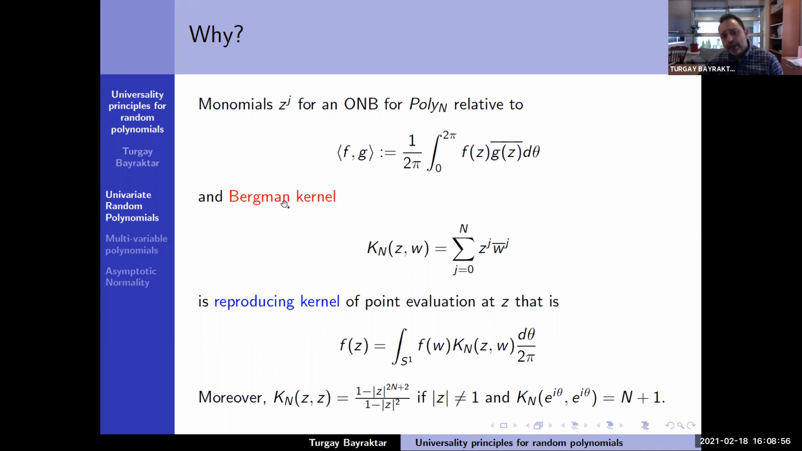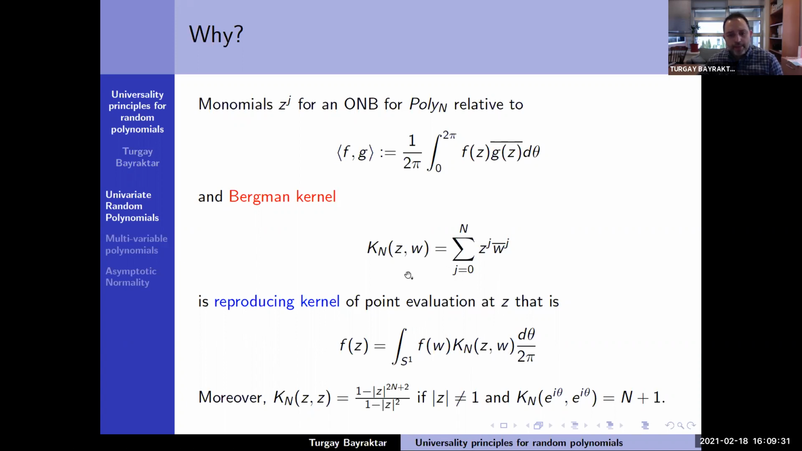If you look at the orthogonal projection from the L2 space to polynomials, that projection has an integral kernel, which is called the Bergman kernel, which is given here. Finite dimensional Hilbert space theory tells you that the Bergman kernel is given in terms of the orthonormal basis, like this. It is also the reproducing kernel of the point evaluation at the point z. That means that for any polynomial, you have this, okay?